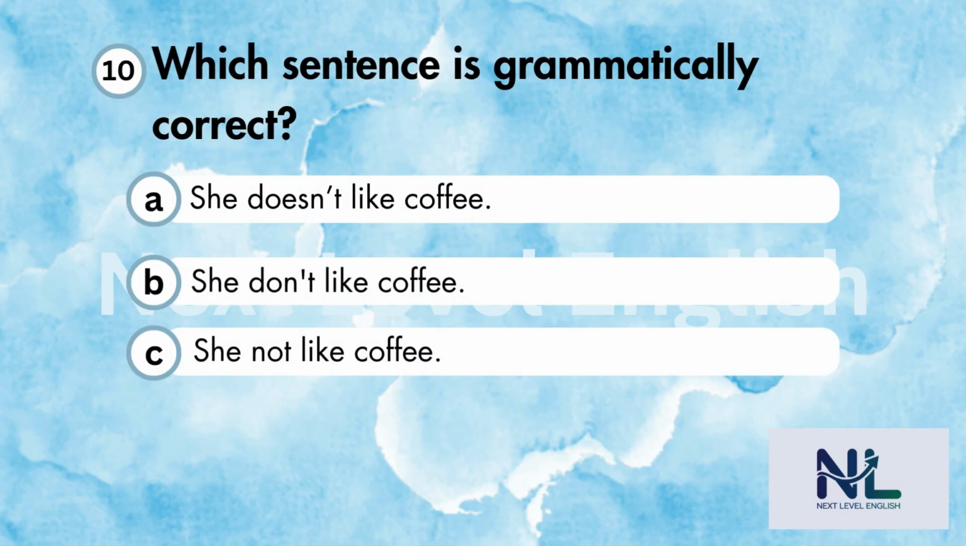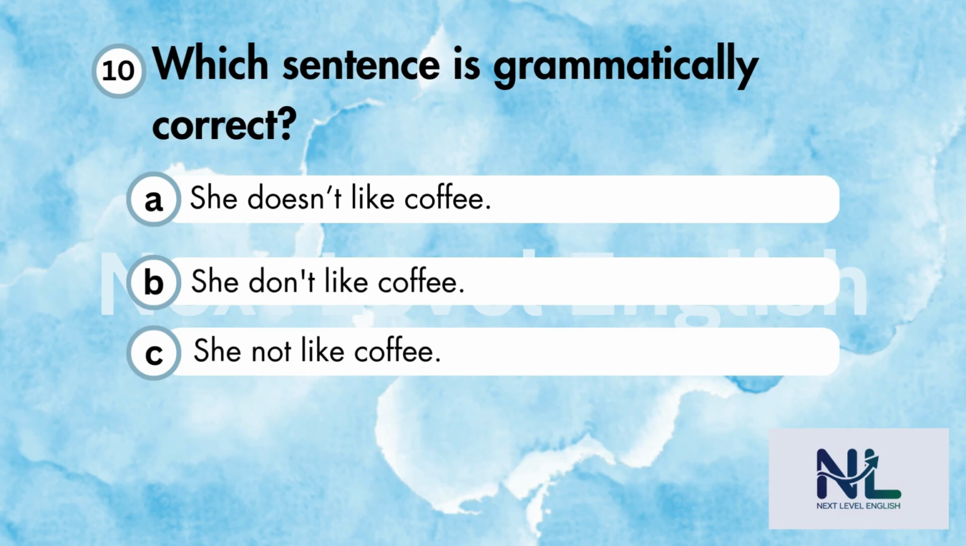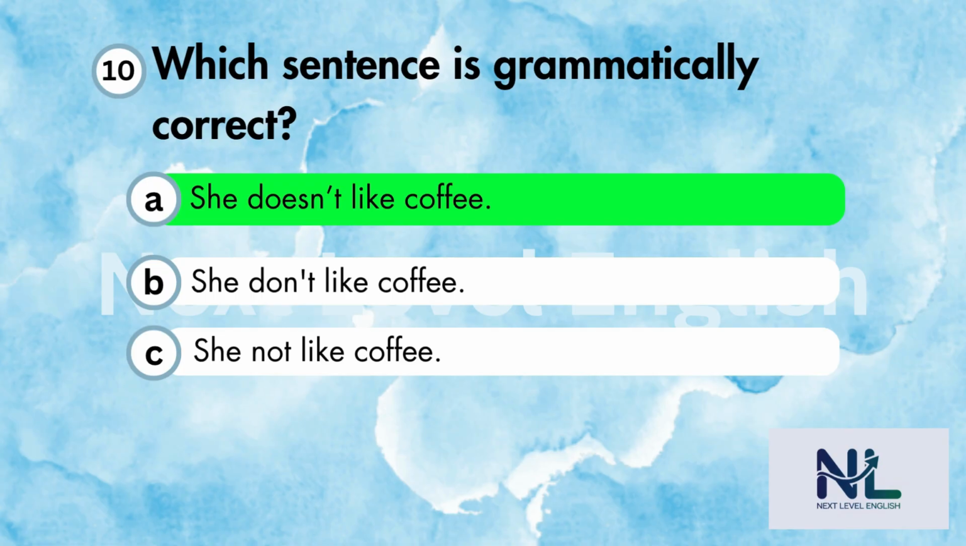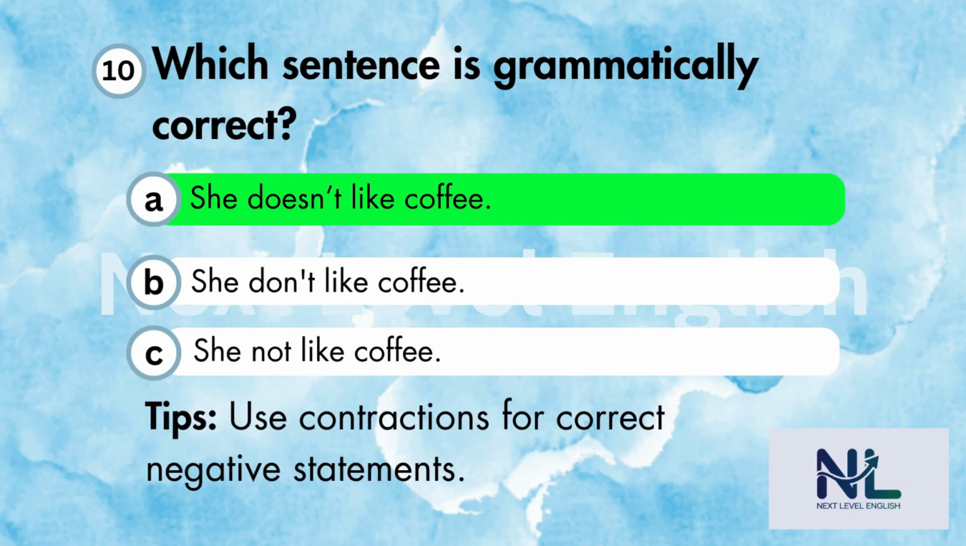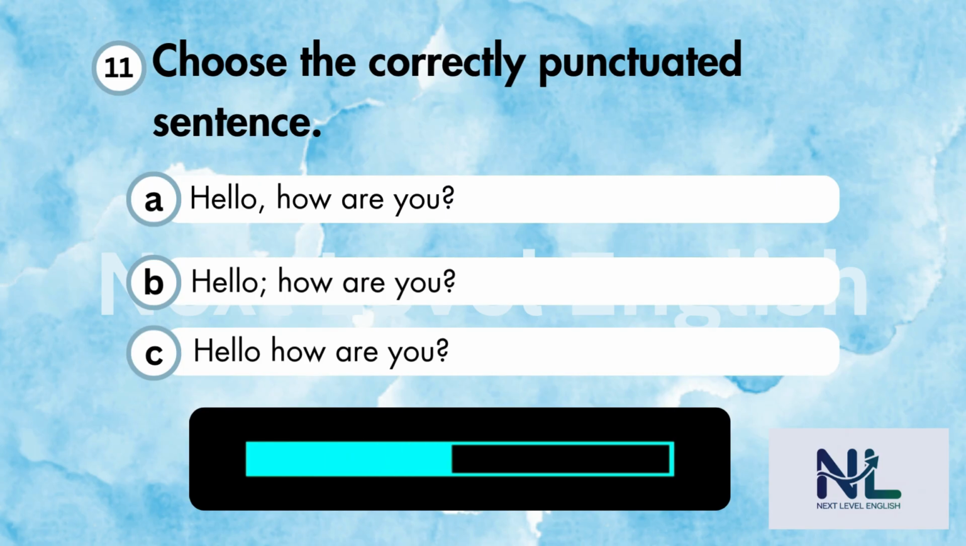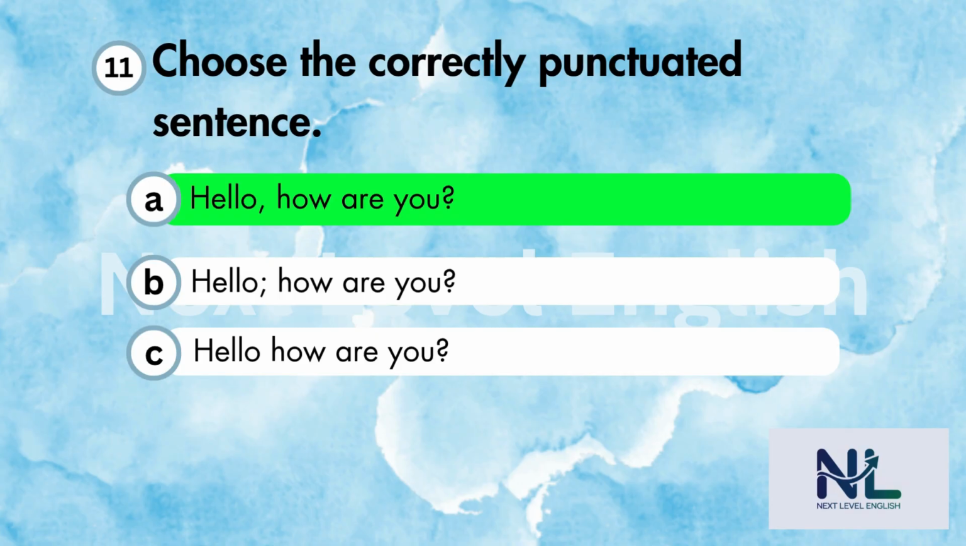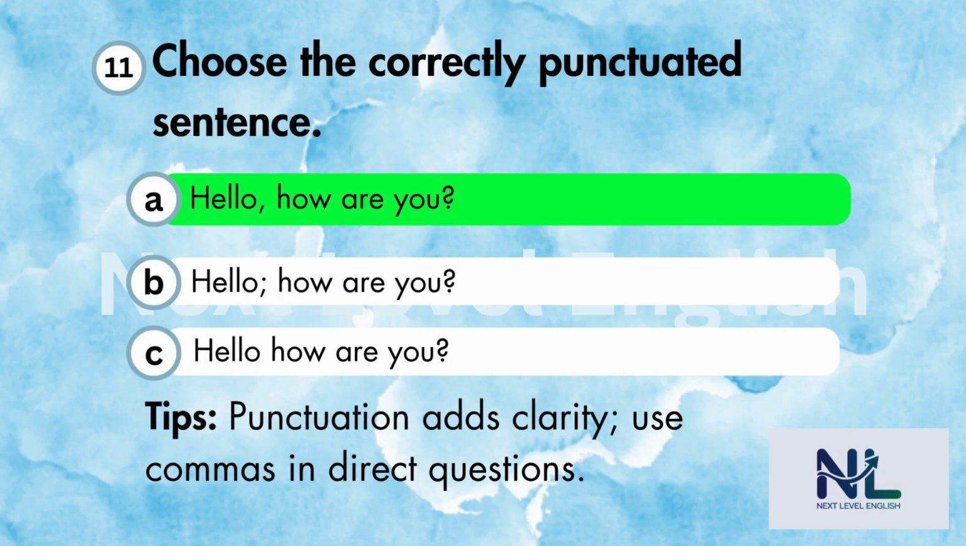10. Which sentence is grammatically correct? She doesn't like coffee. Tips: use contractions for correct negative statements. 11. Choose the correctly punctuated sentence. Hello, how are you? Tips: punctuation adds clarity. Use commas in direct questions.